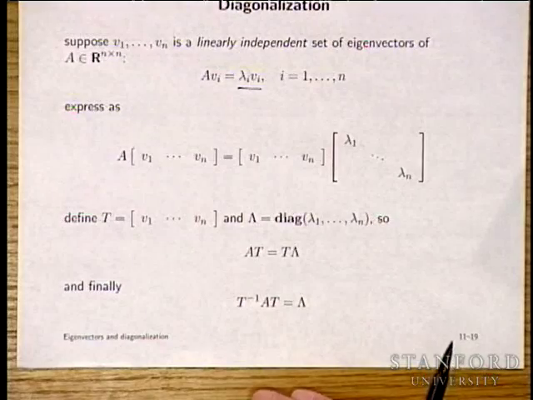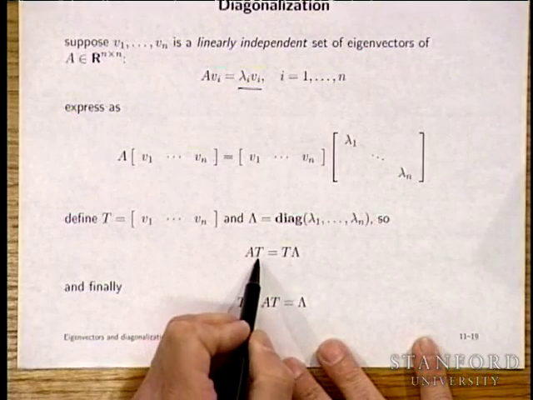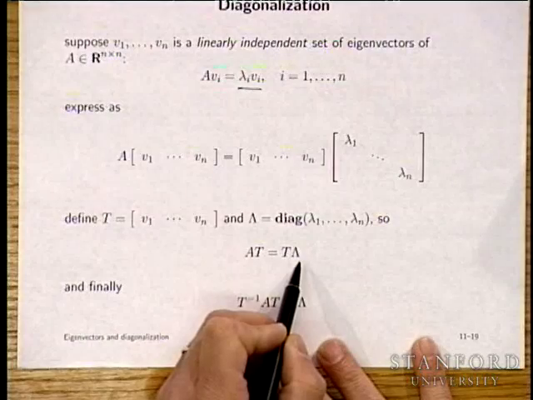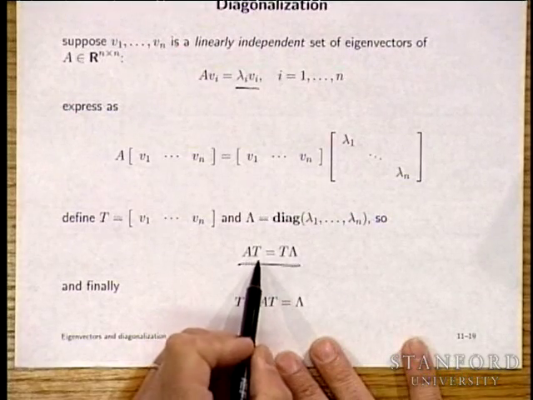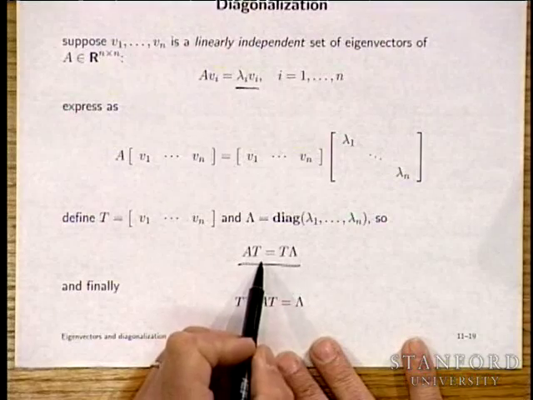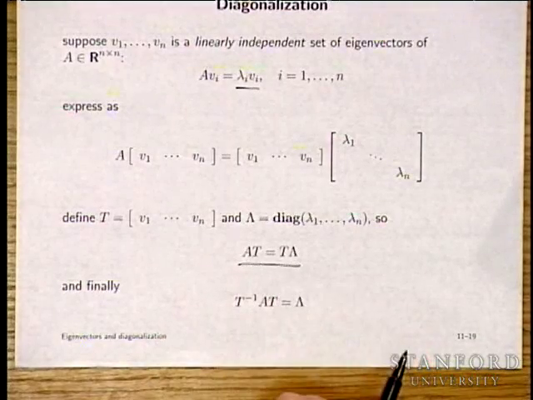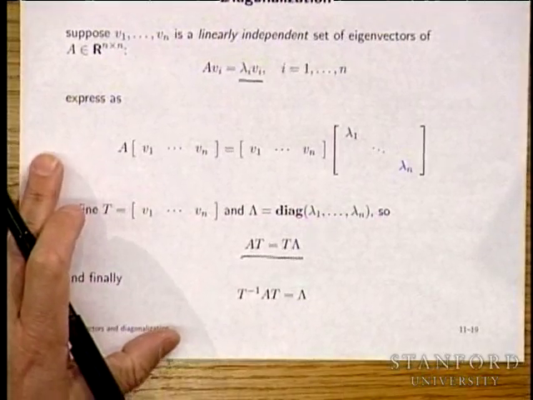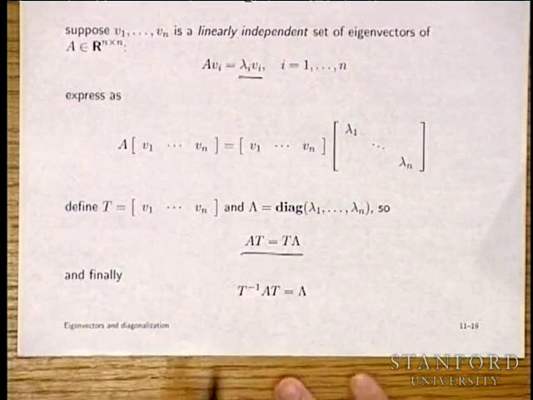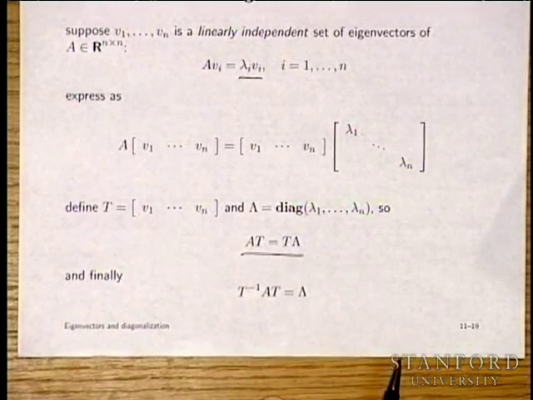So you can write this way: AT equals T lambda. So there you go. Five ASCII characters, which expresses the fact that the columns of T are eigenvectors associated with the eigenvalues lambda i. So very, very snappy notation to write this. Okay. So actually now I can explain this business.